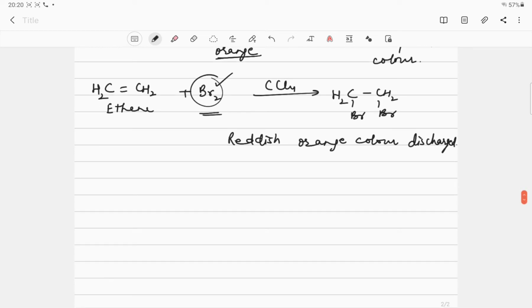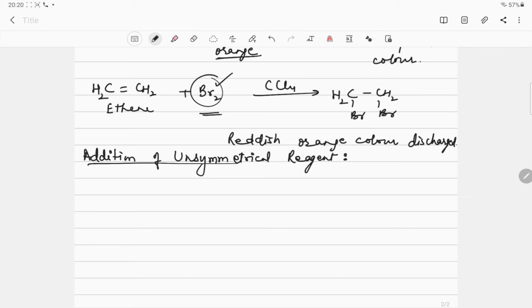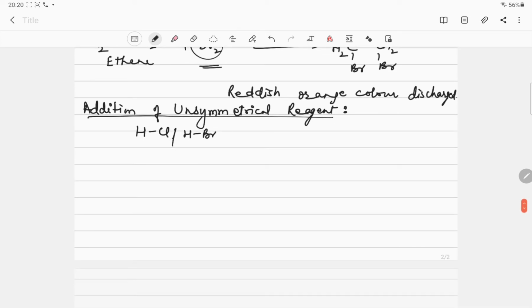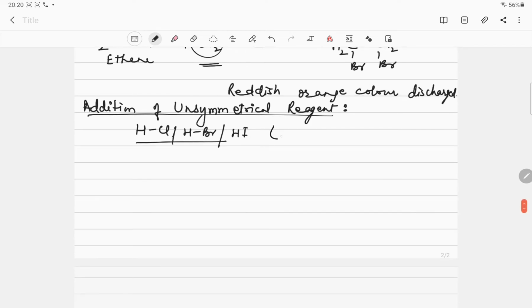Now moving to the next topic, that is addition of unsymmetrical reagent. When we add an unsymmetrical reagent, like HCl or HBr, we are doing addition of hydrogen halides, HCl, HBr or HI, first of all.